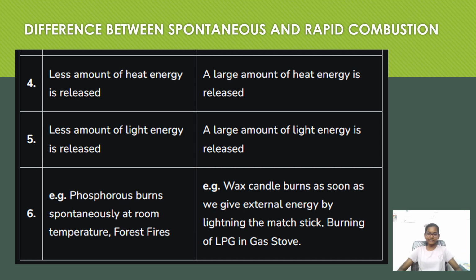Next, let's look at the examples. We've already looked at this, so you all know that for spontaneous combustion, phosphorus burns spontaneously at room temperature, and forest fires are also an example. Next, for rapid combustion, a wax candle burns as soon as we give it external energy by lighting the matchstick, and also the burning of LPG gas cylinders and kerosene.